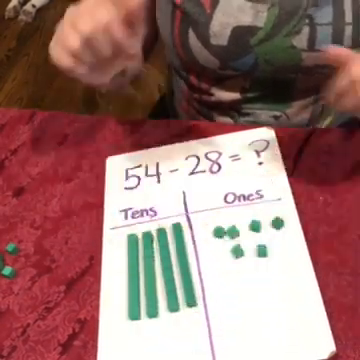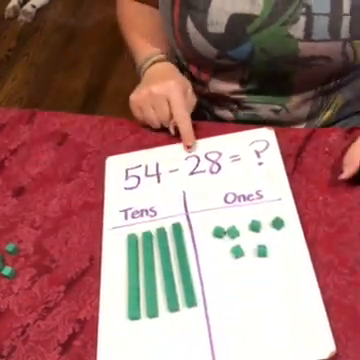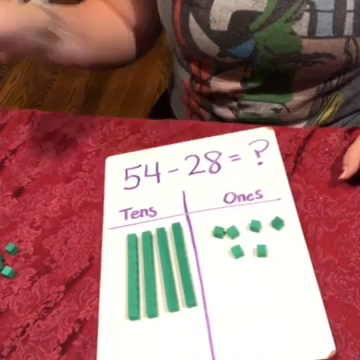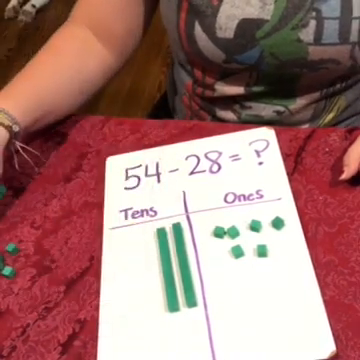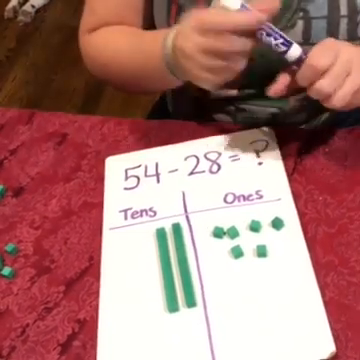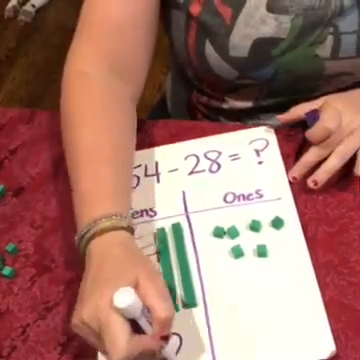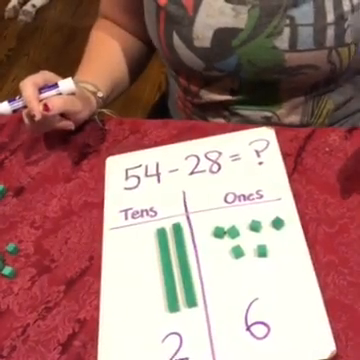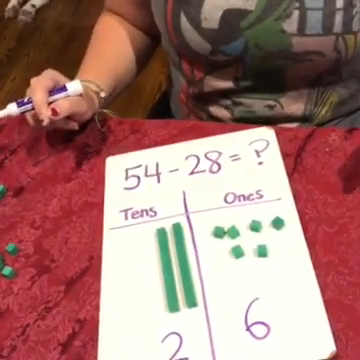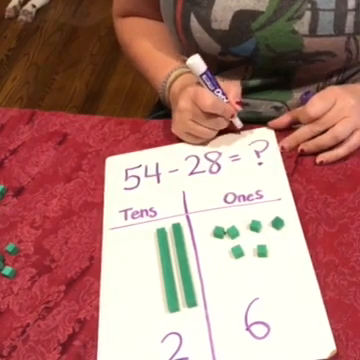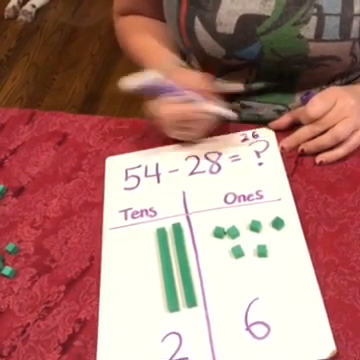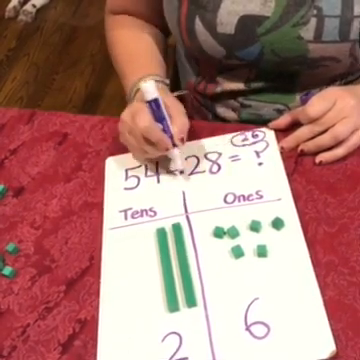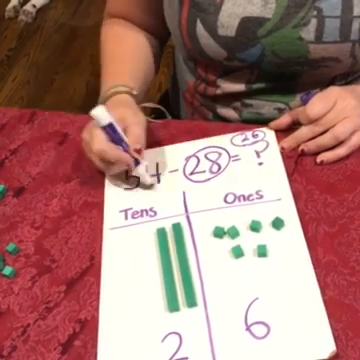And now I have 6 1s left. I still need to take the 2 10s away. So I'm going to take away 2 10s. So the answer that I am left with is 26. And because of the last video, we know 26 is correct. But if we didn't know, we could always take our 26 and add it to our 28, and we should get 54.